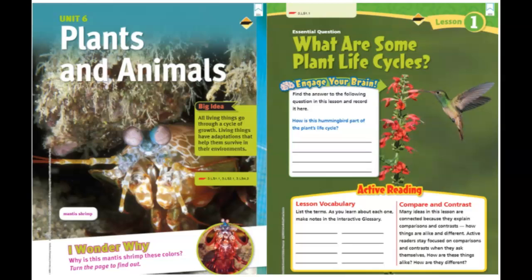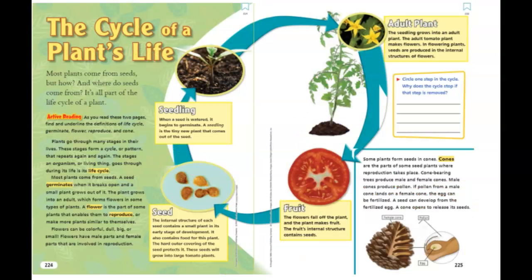What are some plant life cycles? The cycle of a plant's life. Most plants come from seeds. But how? And where do seeds come from? It's all part of the life cycle of a plant. As you read these 2 pages, find and underline the definitions of life cycle, germinate, flower, reproduce, and cone.